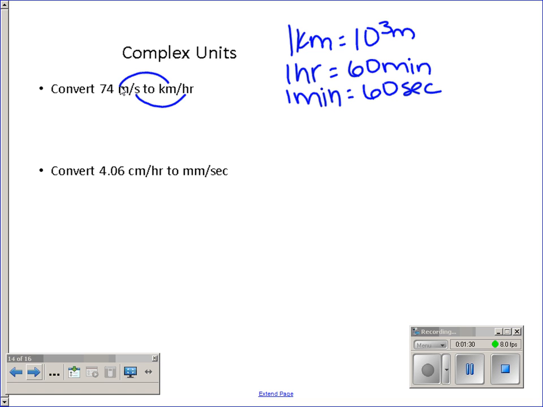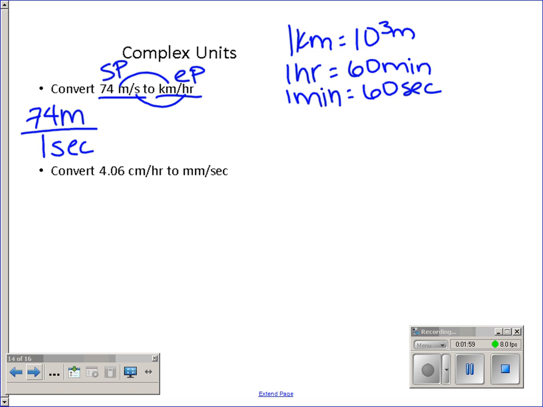So my starting point is going to be the number associated with a unit, 74. My ending point is going to be an empty unit, kilometers per hour. I take my starting point, 74 meters per 1 second. Now, these are fractional units. So when I have a fractional unit, this is the only time I'm going to have a unit on the bottom in my starting point. So 74 meters per 1 second.